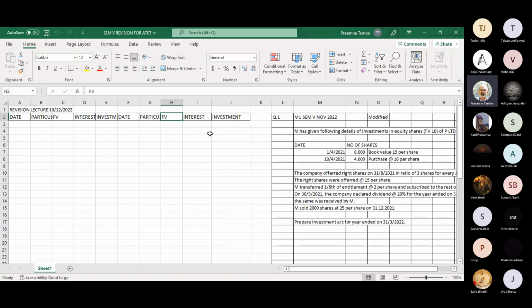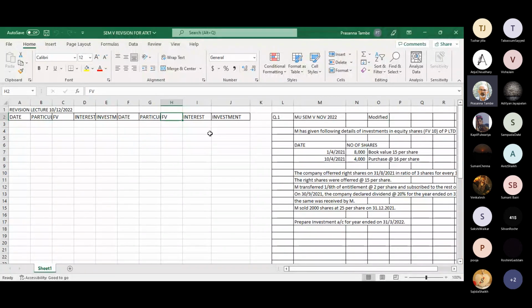I hope all of you have gone through the earlier material which was shared on investment accounting that included basic notes and some of the earlier questions and answers which we had done. So I'm not going into the theoretical aspects or basic discussion. We'll directly start with revising a couple of sums.